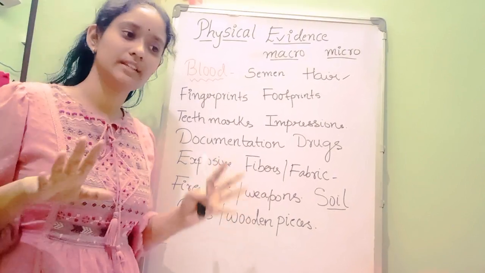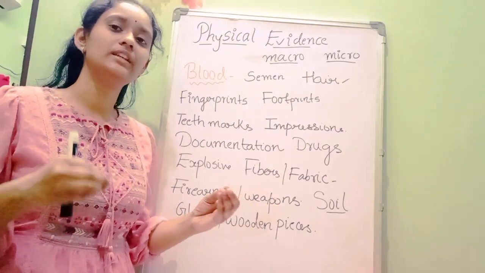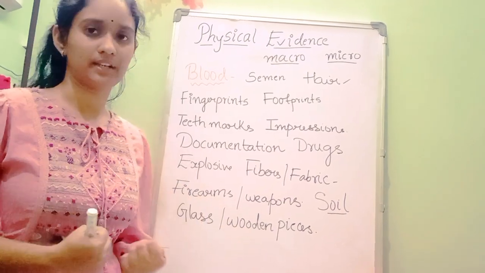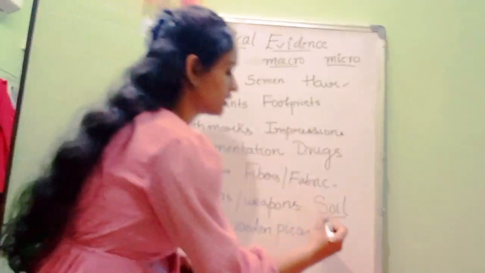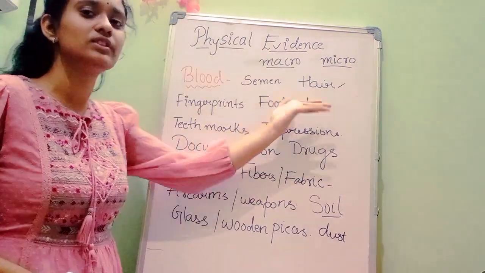So one physical evidence can link with other things. It will be a very easy thing for the police and the crime investigators to solve the crimes. So soil, or you can also take dust, soil, glass pieces. These are the different types of physical evidences.